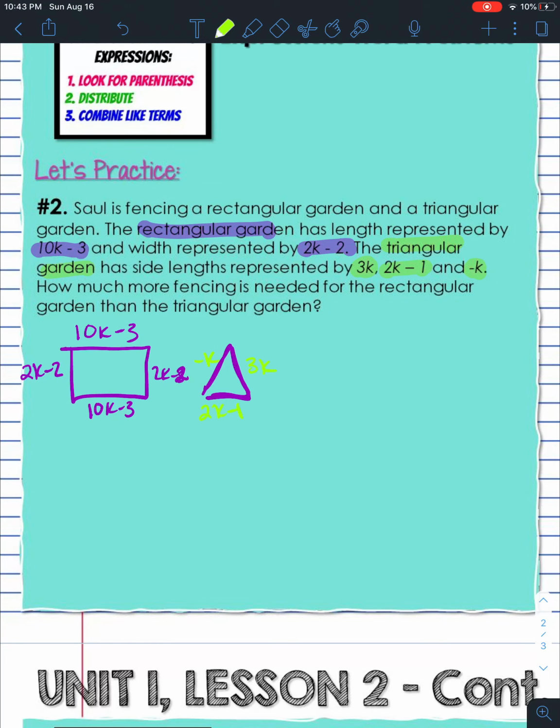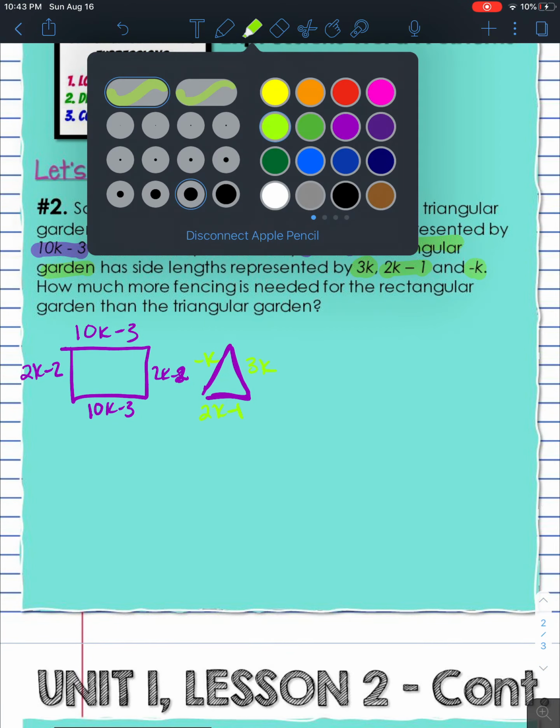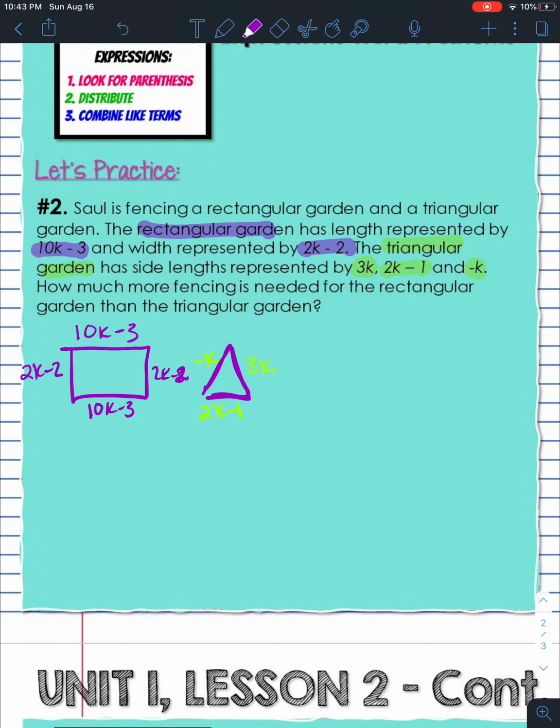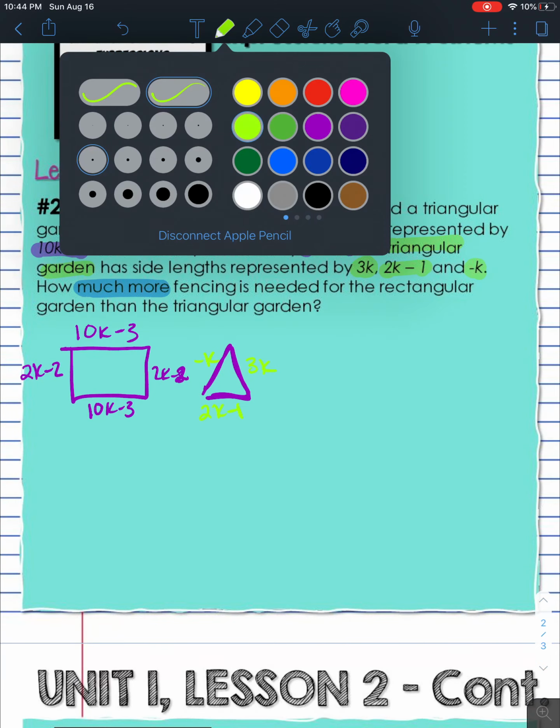How much more fencing is needed for the rectangular garden than the triangular garden? Okay, so what's really important here is that it says how much more. We need to figure out first how much fencing would be needed for the rectangular garden, then how much fencing would be needed for the triangular garden, and how much more means we're going to subtract those things.